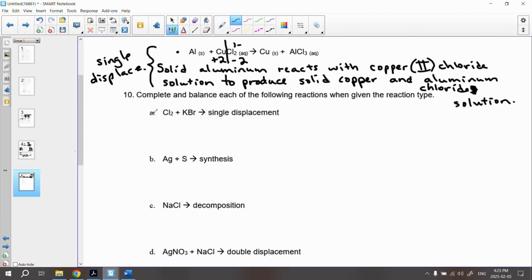So here I've got chlorine and potassium bromide reacting, and I'm told it's a single displacement reaction. So that means that I look at my single element, chlorine. I know there's a switch happening. So what's chlorine going to switch with? Potassium or bromine? Well, chlorine's a nonmetal. The nonmetal in this compound is bromine. So those 2 are going to switch places.